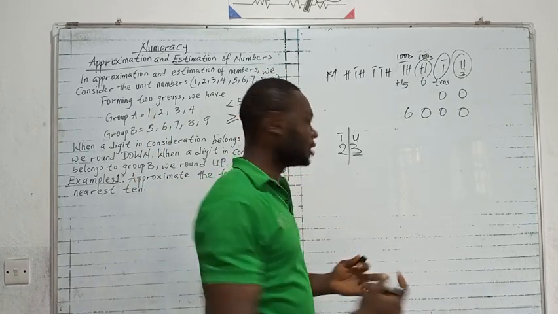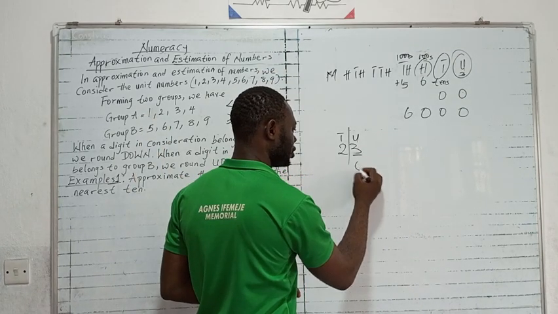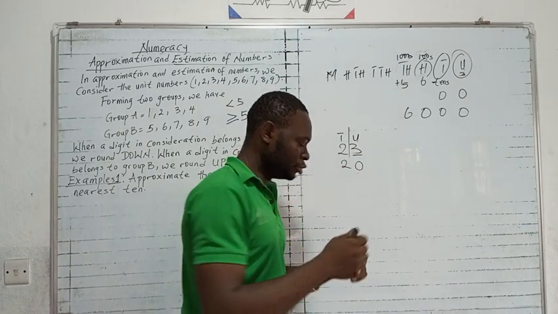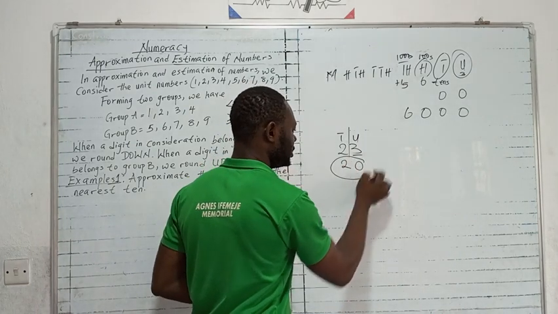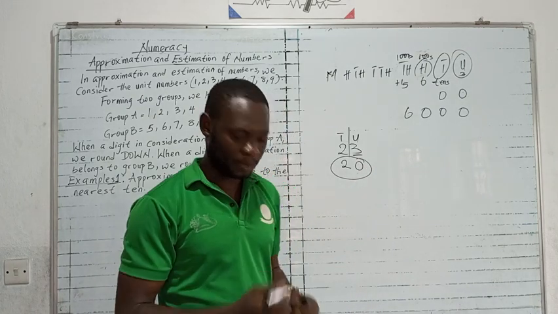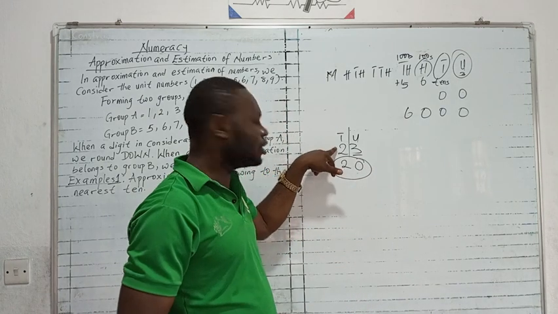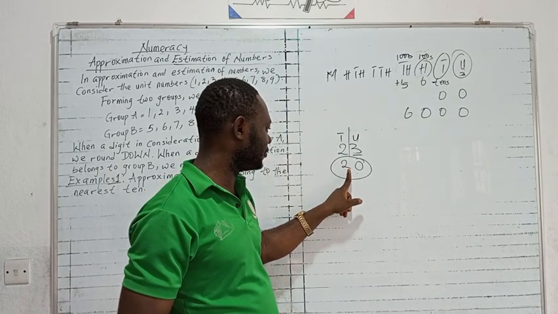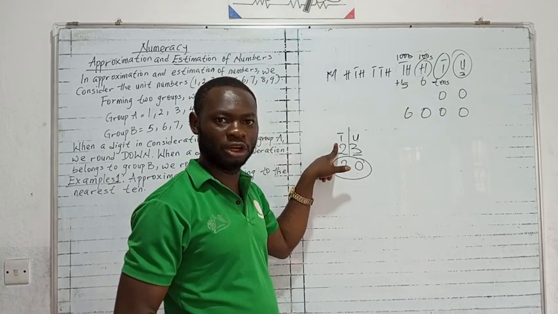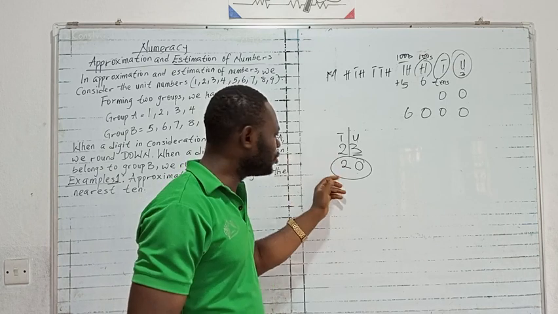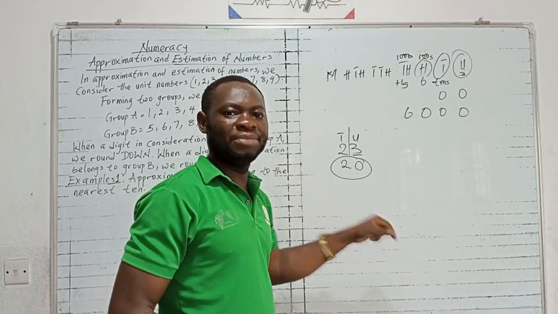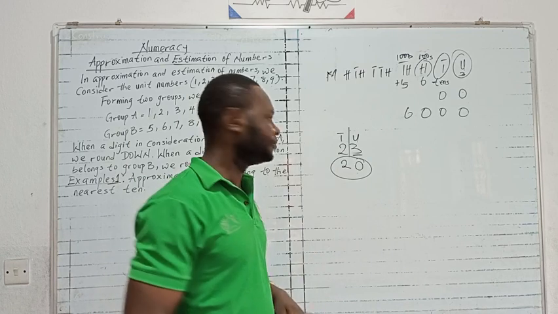I will say that to round down simply means that this unit will become 0, and the tens will remain the same. Now, do you notice that this 20 here is our rounded figure? The initial number we rounded is 23. You notice that our rounded figure is smaller than the initial number. So that's it. Whenever you round down, the rounded number is always smaller than the original number.